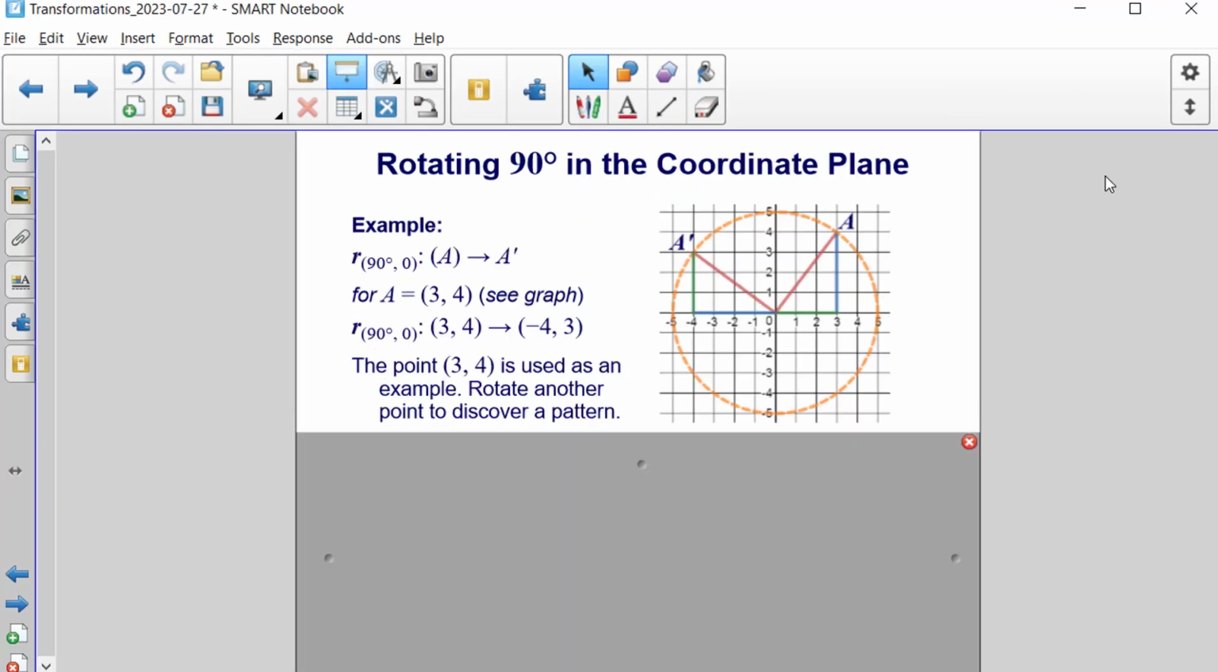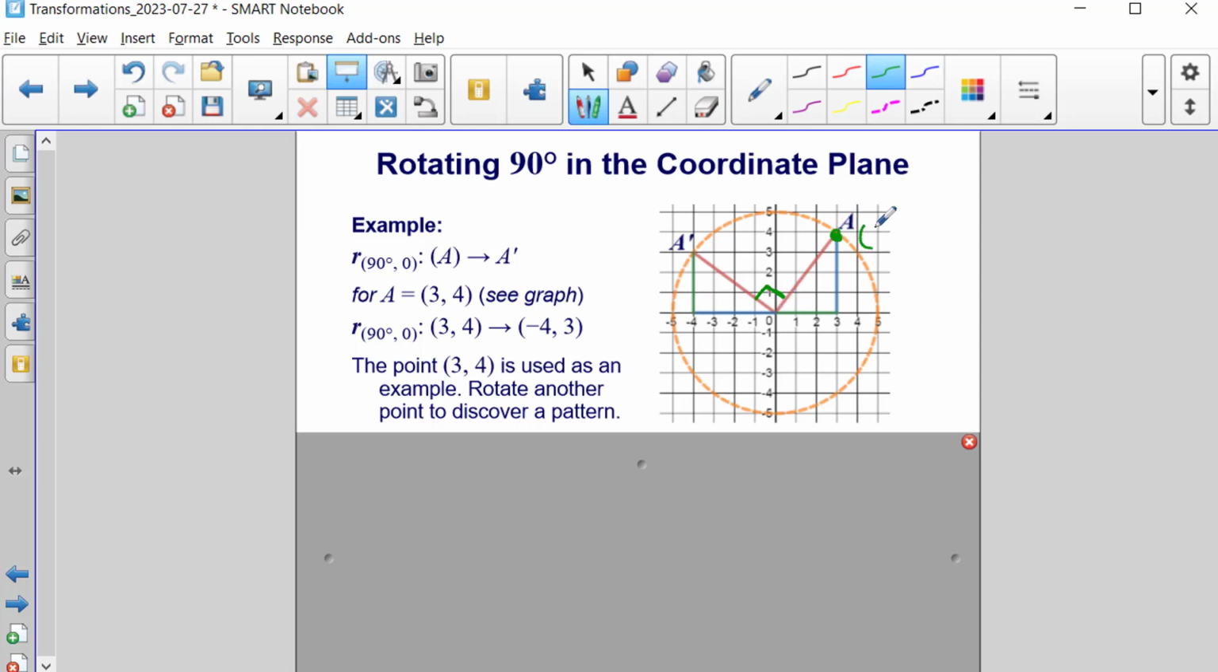Rotating 90 degrees in the coordinate plane. Let's show an example first. If we're rotating point A 90 degrees counterclockwise about the origin, we're getting A prime. So you can see that we have this 90-degree rotation. We have a right angle right here. And our original point, A, which has coordinates of 3, 4, after the rotation, A prime's coordinates are -4, 3. This point, 3, 4, is an example.